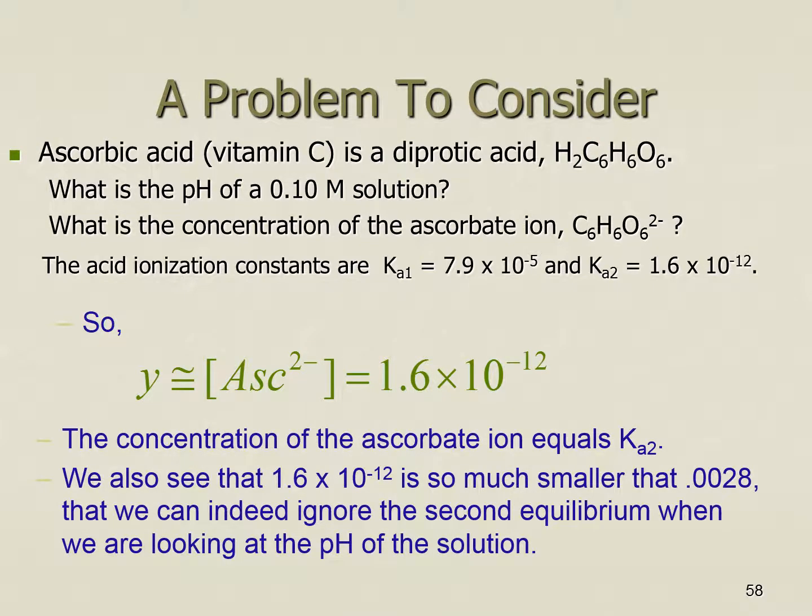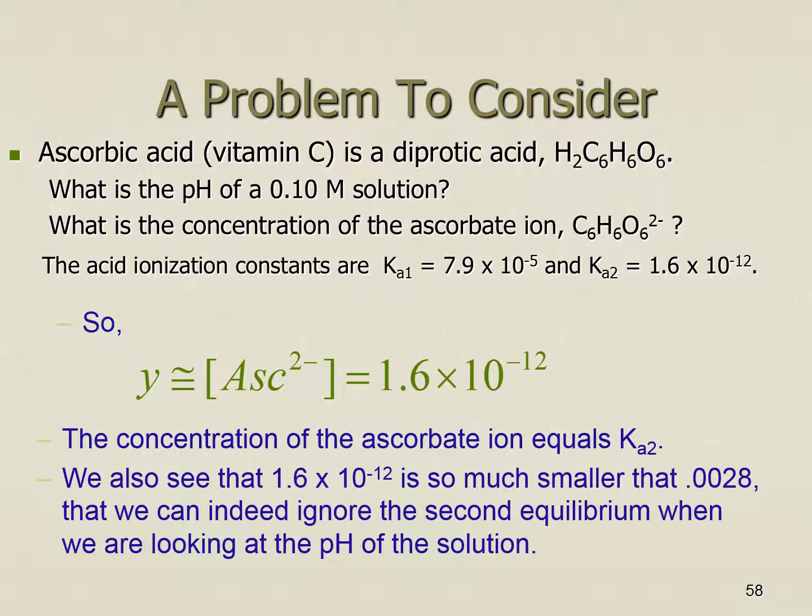Also, just note, to go back, remember we figured out the pH only from the first equilibrium expression. We took the H+ concentration to be 0.0028 and found the pH from that. Technically, the H+ concentration is 0.0028 plus Y, where Y is 1.6 times 10 to the minus 12. But clearly, 1.6 times 10 to the minus 12 is so much smaller than 0.0028 that it's not going to make a difference to our pH.